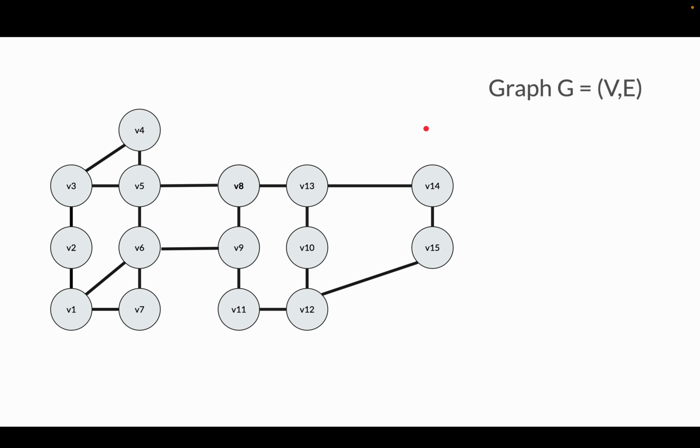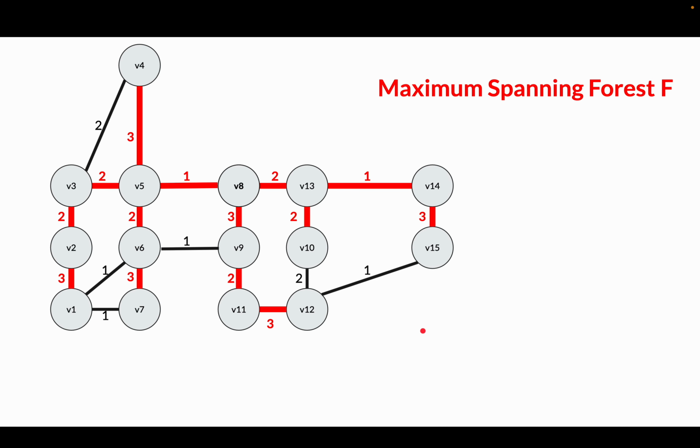Okay, let's just take a very concrete example here. We have a graph represented by its vertex set and its edge set E here. Then we find its maximum spanning forest F. In this case, it's a maximum spanning tree. So the edges that are part of the maximum spanning forest are highlighted by the red color here.